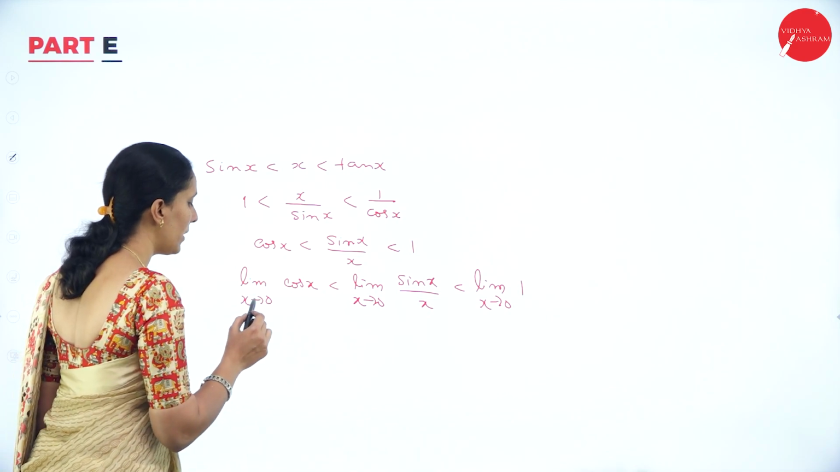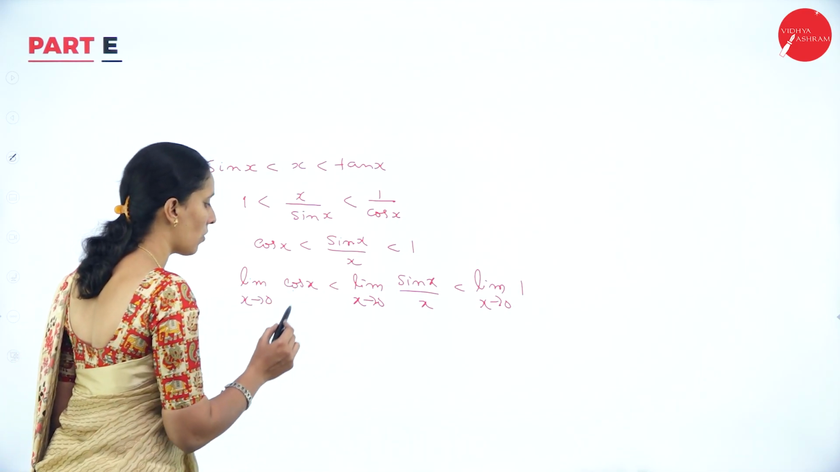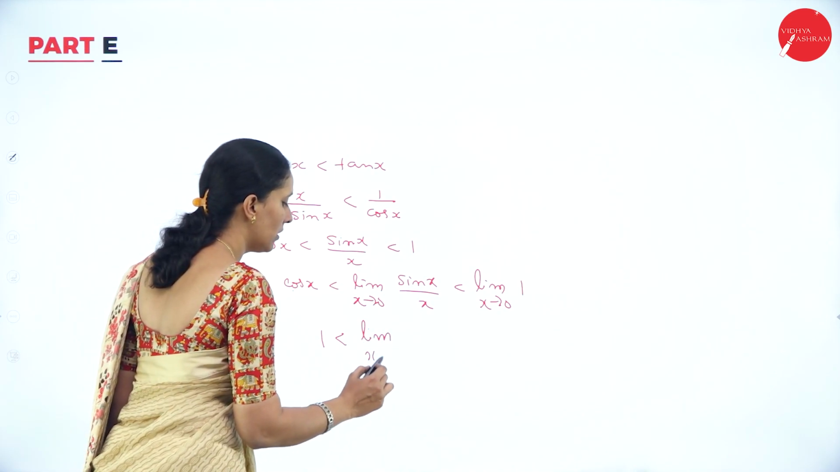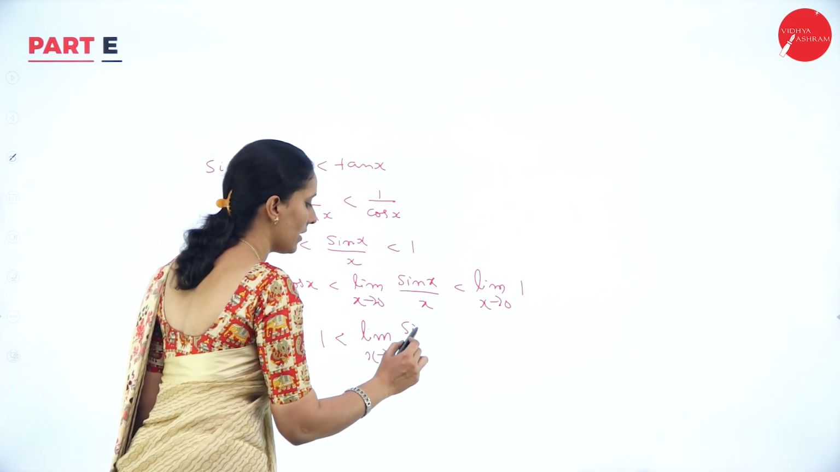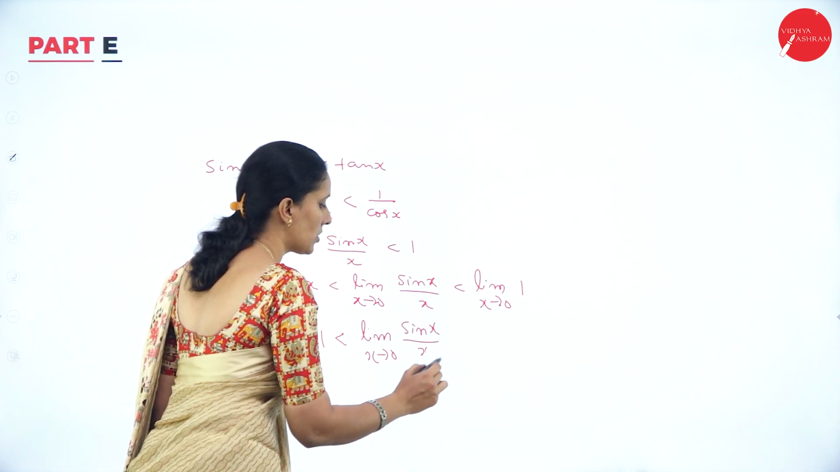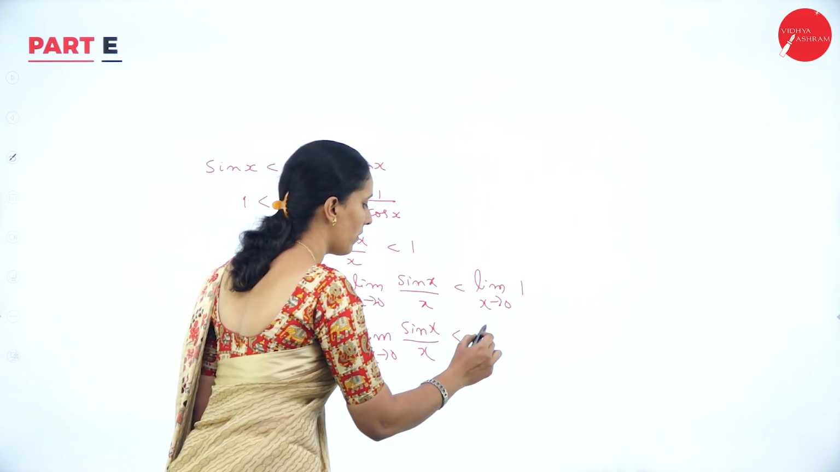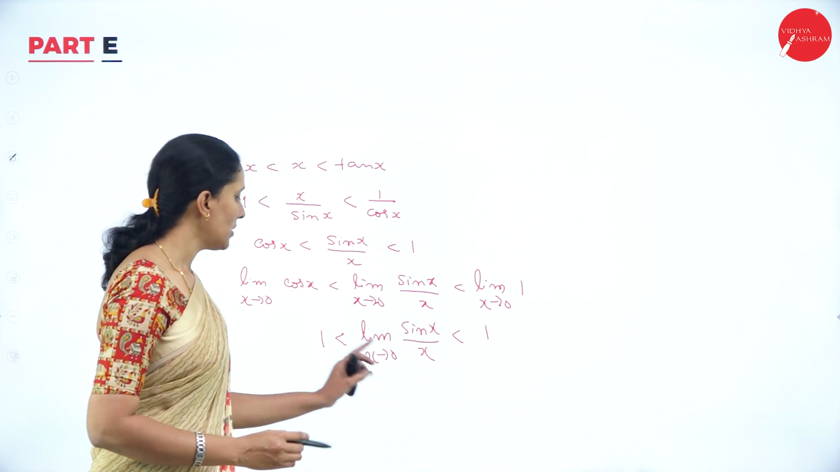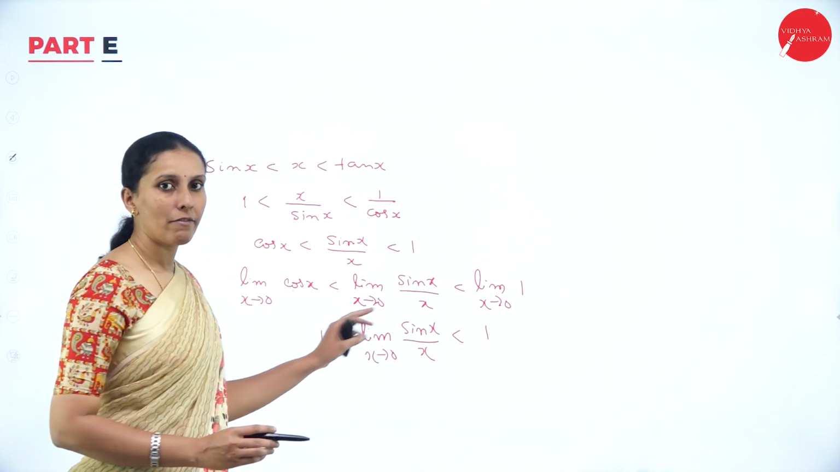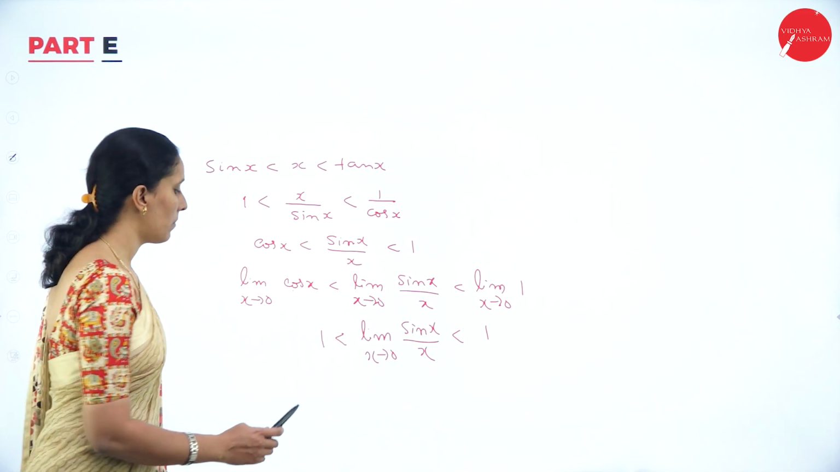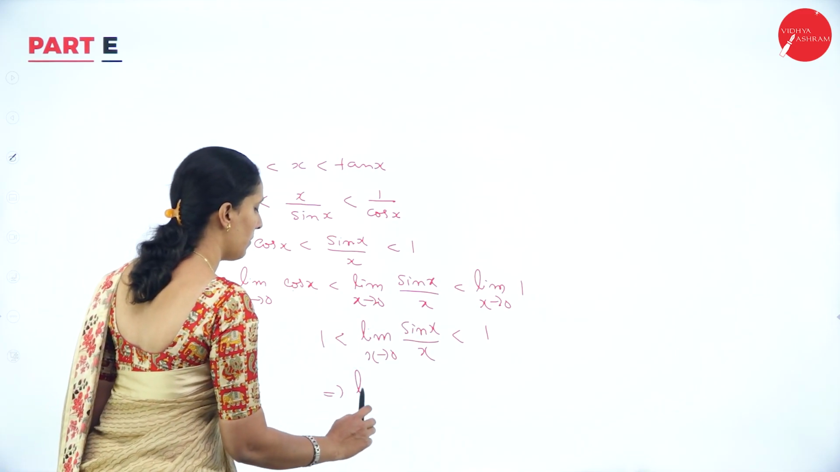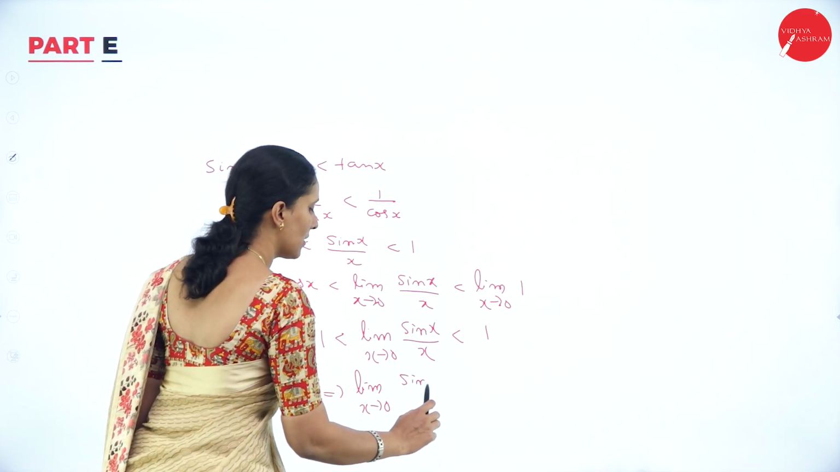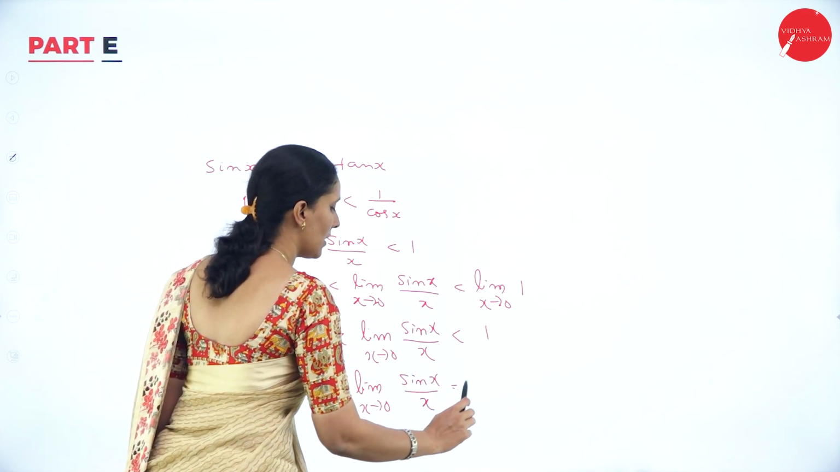So when you apply the limit as x tends to 0, cos 0 is 1. Do not apply the limit for the sin x by x. Now the limit we can apply for the constant function, so we'll keep it as 1. So you can see this function whose value is less than 1 and greater than 1. So that implies limit as x tends to 0 sin x by x is equal to 1.